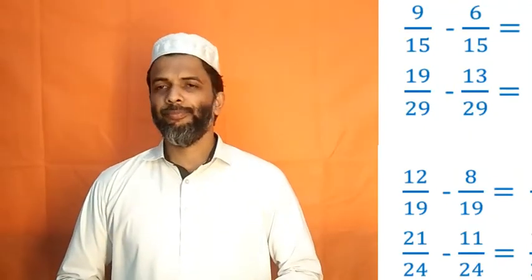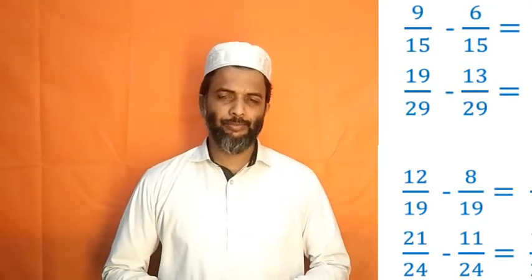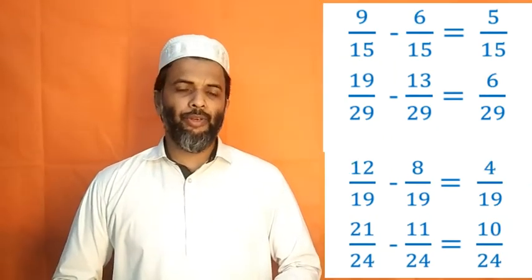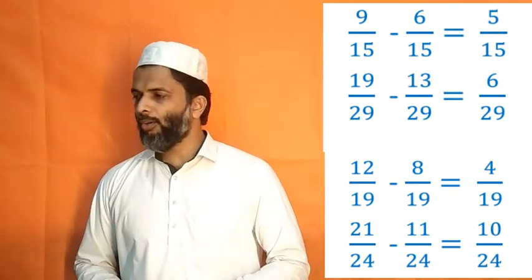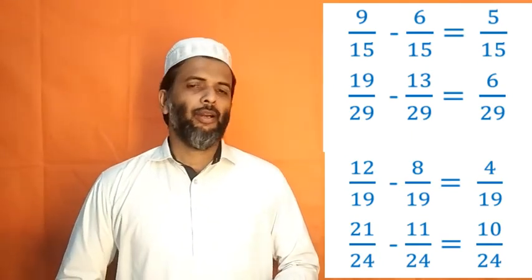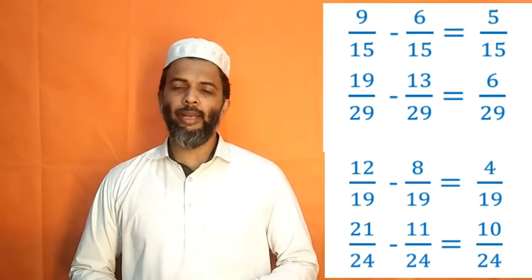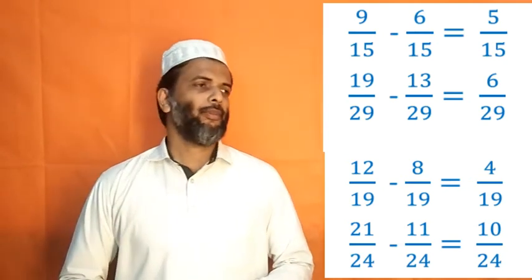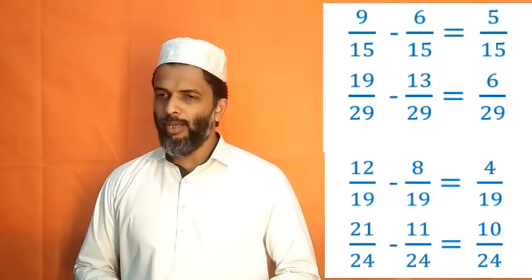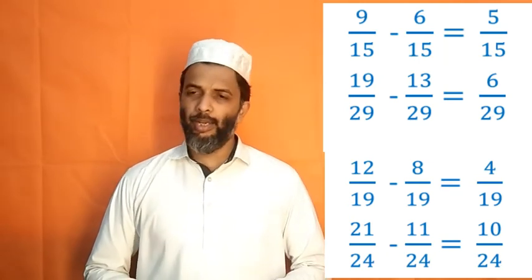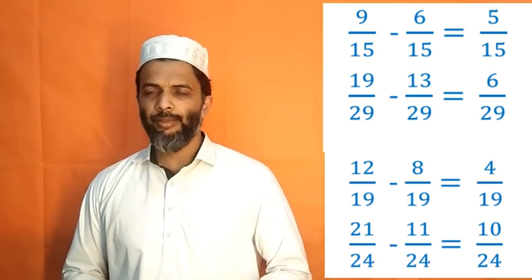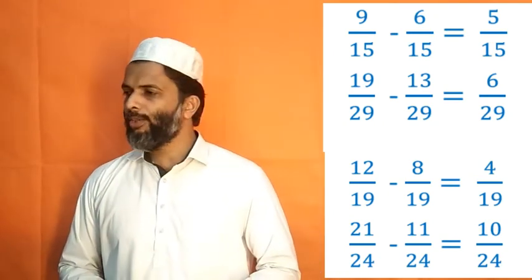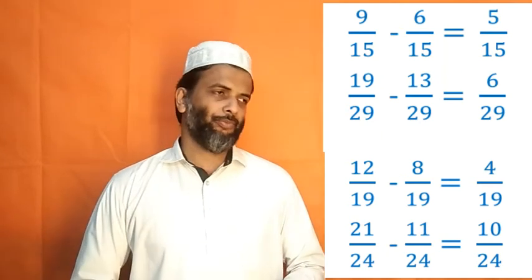Okay, listen here. All of you complete your task. Okay. Check your answer. 9 by 15 minus 6 by 15 is equal to 3 by 15. 19 by 29 minus 13 by 29 is equal to 6 by 29. 12 by 19 minus 8 by 19 is equal to 4 by 19. 21 by 24 minus 11 by 24 is equal to 10 by 24.